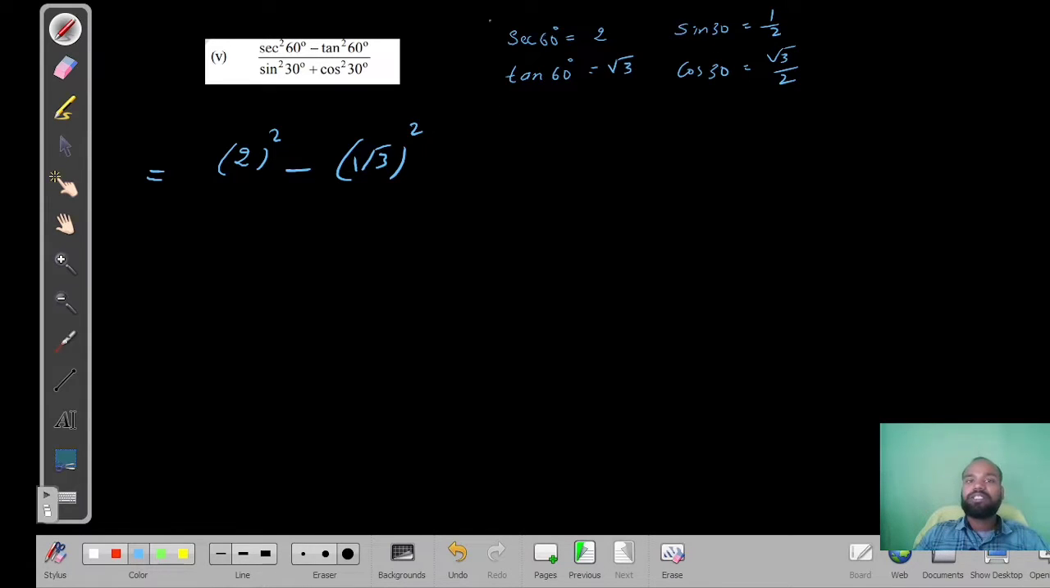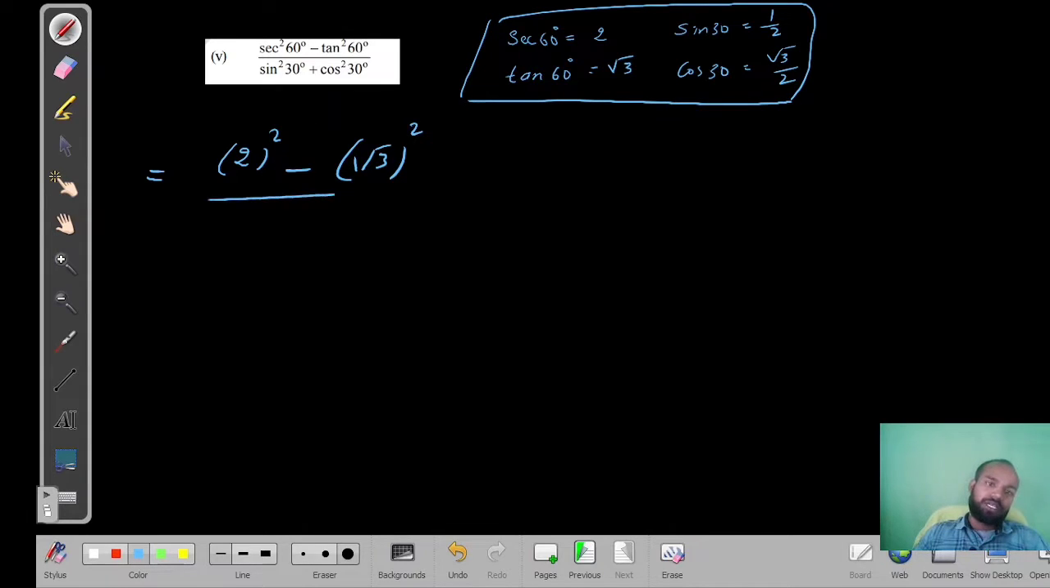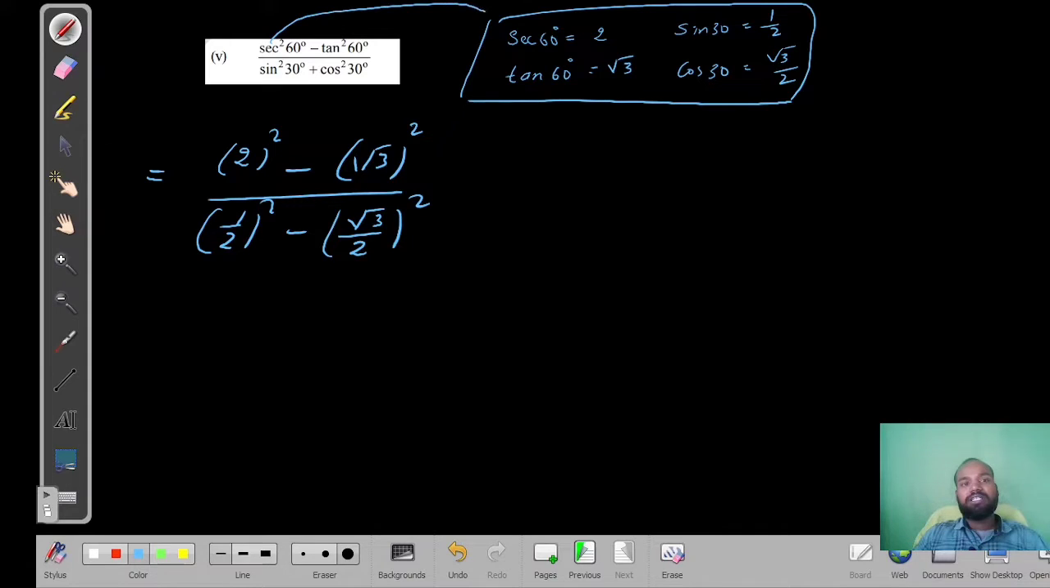If you don't know, you can see here I have already written the formula values. Sin 30 value is 1 by 2, so 1 by 2 whole square. Next, cos square 30, in the sense cos 30 means root 3 by 2 whole square. Now sec 60 value is 2, and tan 60 value. Okay, so all values are substituted and I am just simplifying this equation.